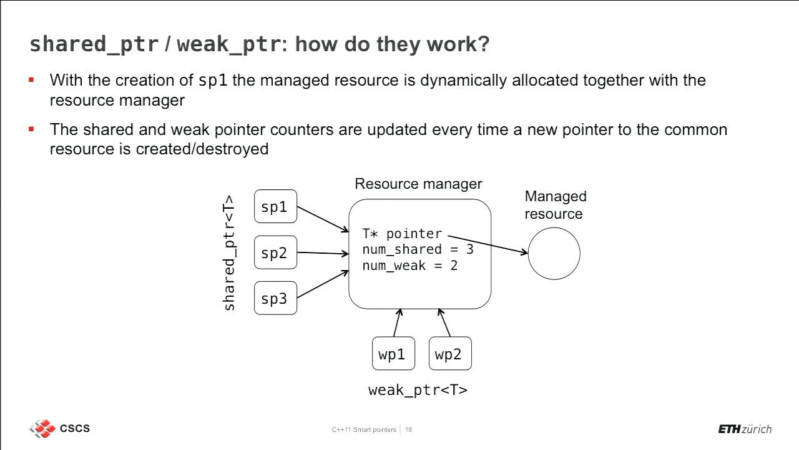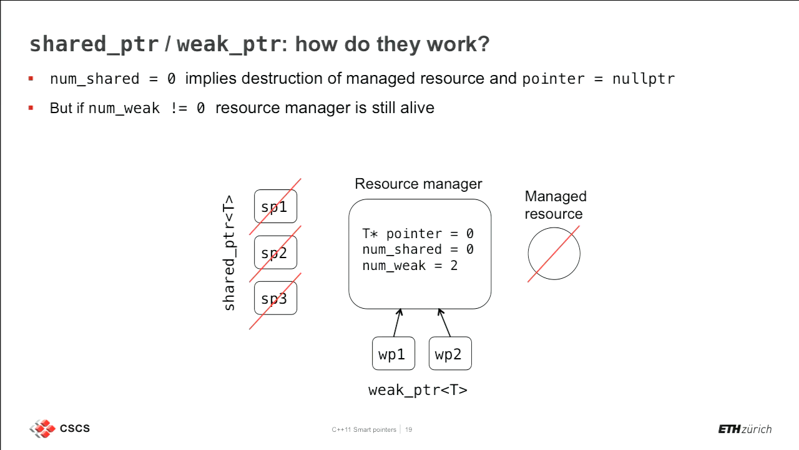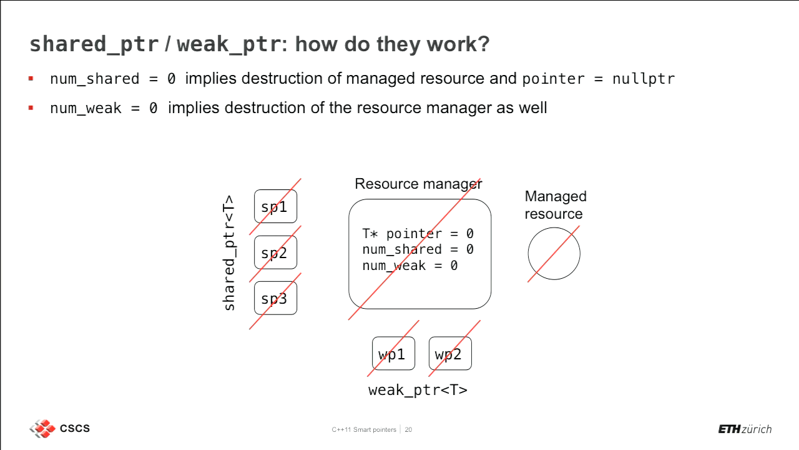Then let's suppose that some of these objects that we have created started to go out of scope, so that they are destroyed. Of course, the number of shared pointers is reduced. Every time that we destroy one of these, it is decreased by 1. And when the number of shared pointers goes to 0, like in this example, the managed resource is automatically deleted. But as I told you, the resource manager is still alive because the number of weak pointers is different from 0. The resource manager is deleted only when also the number of weak pointers goes to 0. So in this case, also the resource manager is removed. And you don't have any memory leak because everything is controlled by the smart pointers themselves.